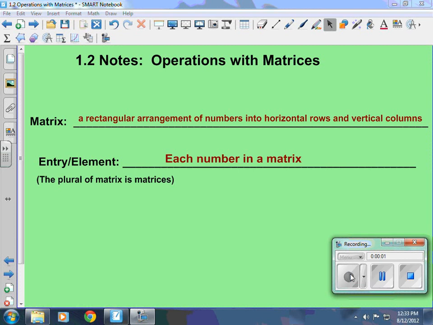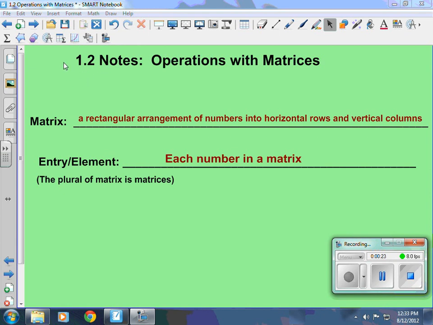Okay, this is lesson 1.2, operations with matrices. The definition for a matrix and an entry are on the screen. If you need to pause to copy it down, go ahead. Okay, a matrix is a rectangular arrangement of numbers in horizontal rows and vertical columns.